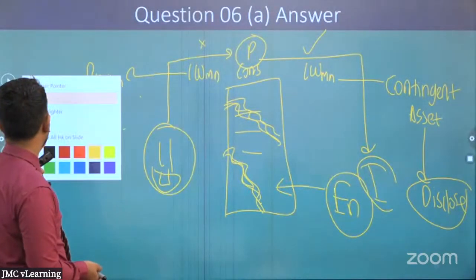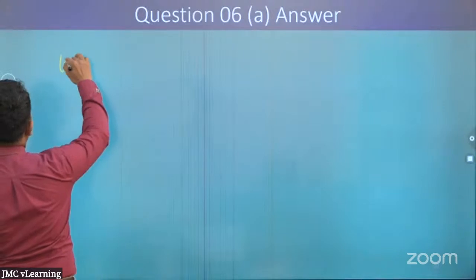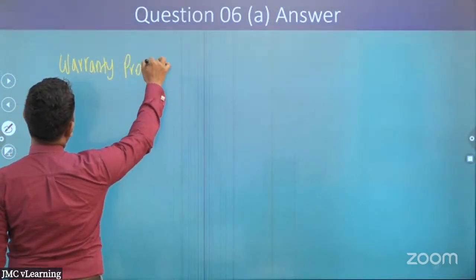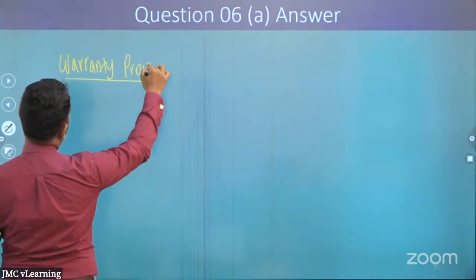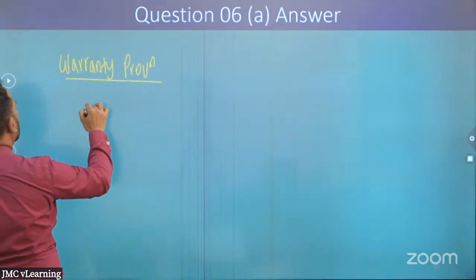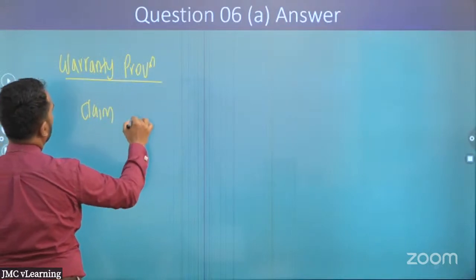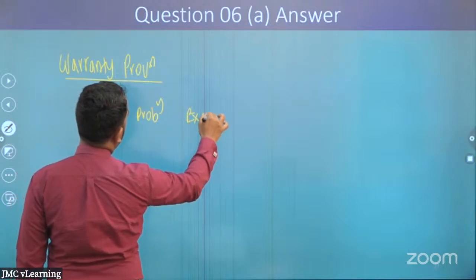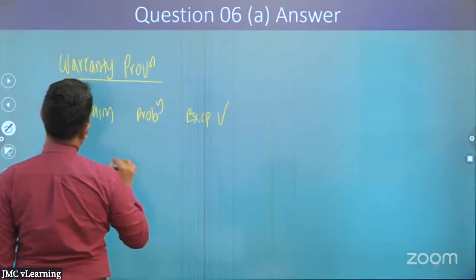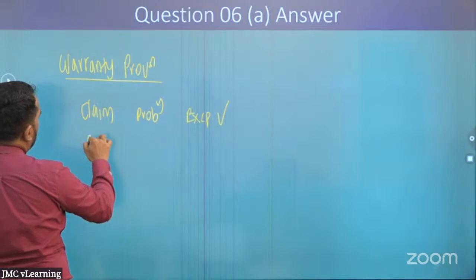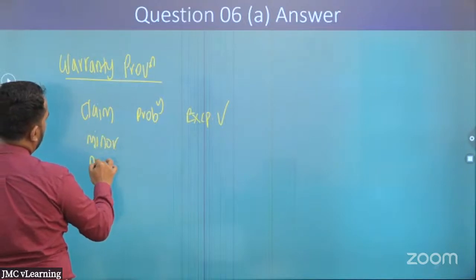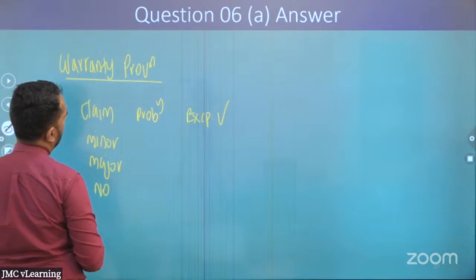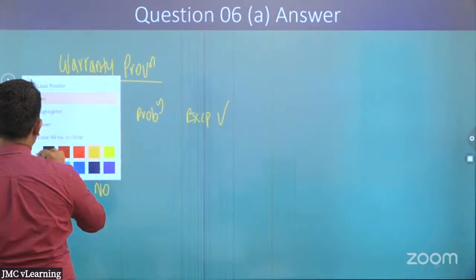So it's a very easy one. You need to calculate the warranty provision using expected value. You need to apply the expected value. So we'll look at the warranty claim, apply the probability, and calculate the expected value. Okay. So there are minor claims, major claims, and no claims. So we need the value as well.